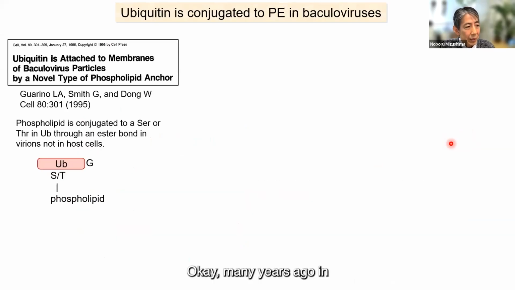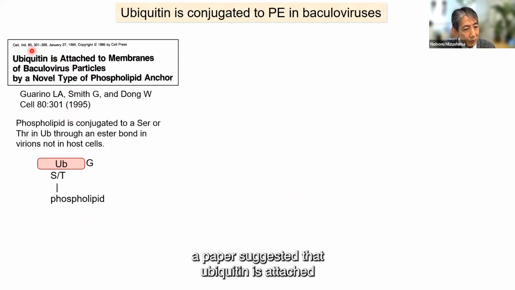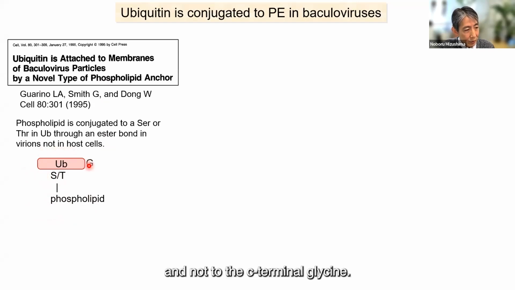Okay. Many years ago, in 1995, a paper suggested that ubiquitin is attached to the membrane of baculovirus particles. The authors suggested that phospholipid is conjugated to internal serine or threonine residues in ubiquitin, and not to the C-terminal glycine. So we tried to reproduce this result.